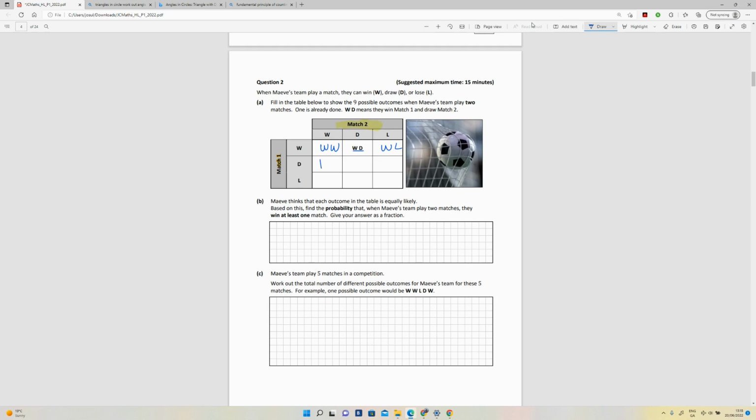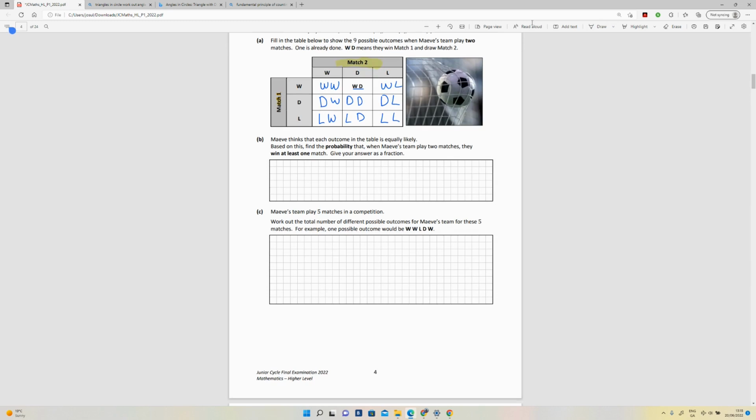The next one then is where the first game was drawn across the board. So you can put D, D, D in there. The second game was a win. The second game in this case was a draw, and the next one was a loss. Then the last one is where match 1 was lost in each case. Second game was a win. Second game was a draw, and second game was a loss. So that's all they're looking for there.